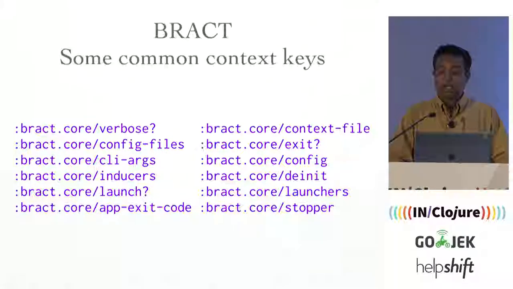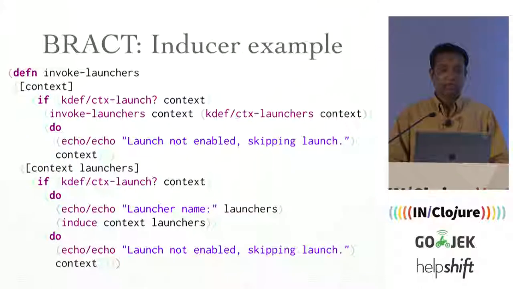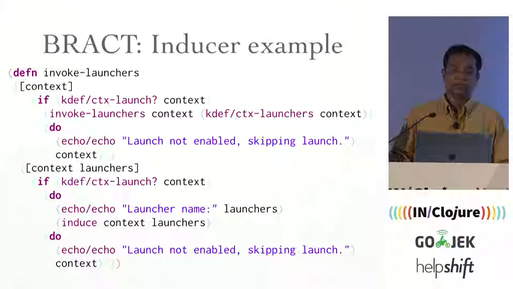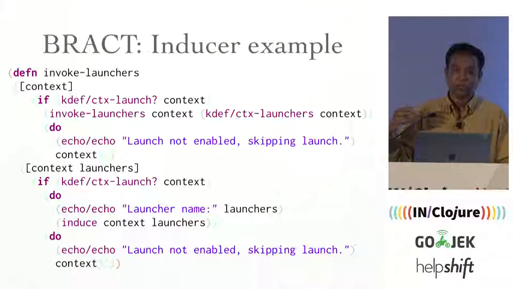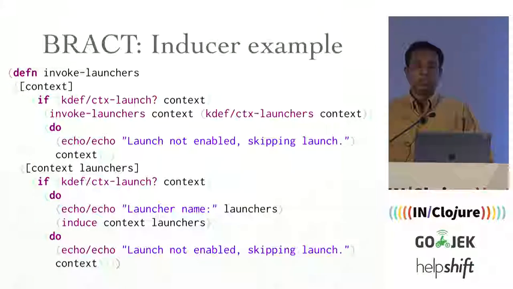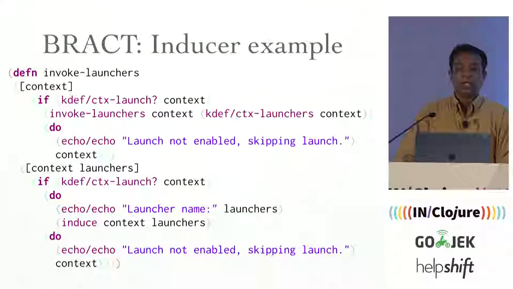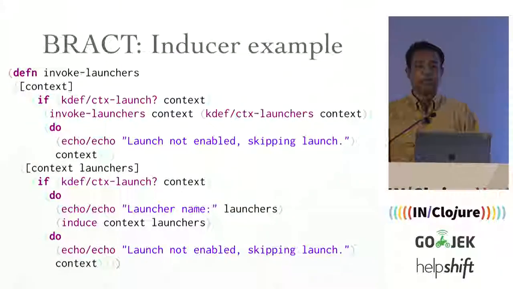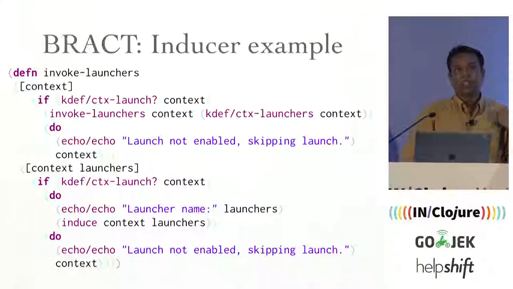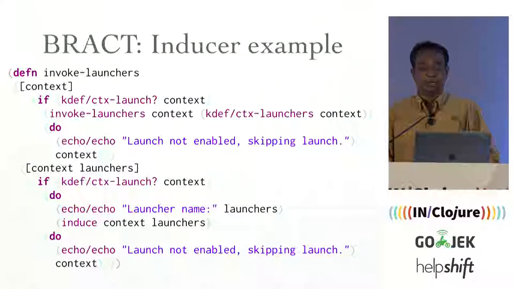And the way that you write an inducer is pretty straightforward. For example, on your screen, this is one of the inducers that we have. That is how to start an application, how to launch the application. It depends upon certain launchers. Launchers has a certain key in the context, and once those launcher names are read, those are executed, and the launchers populate the context back with the stopper functions, so that the application can be stopped after it is started. So it is with this kind of correspondence between the inducers that the whole initialization flow works, right?